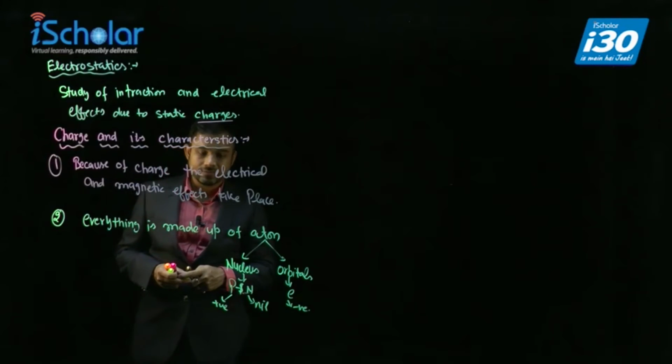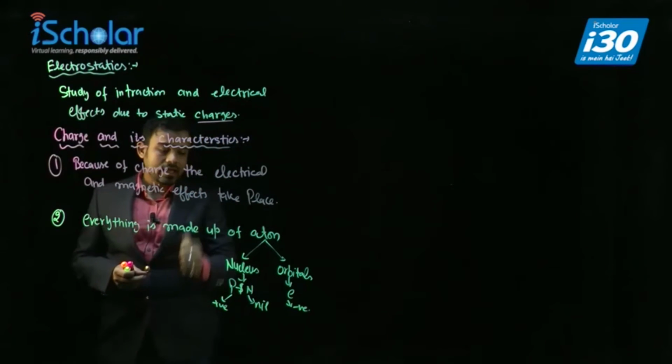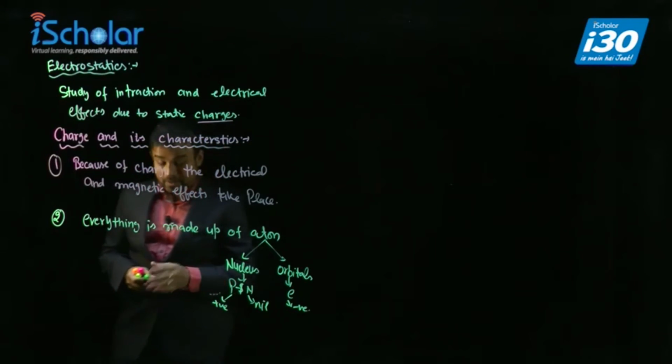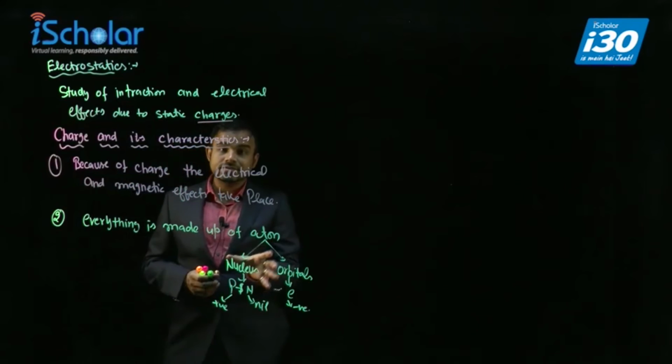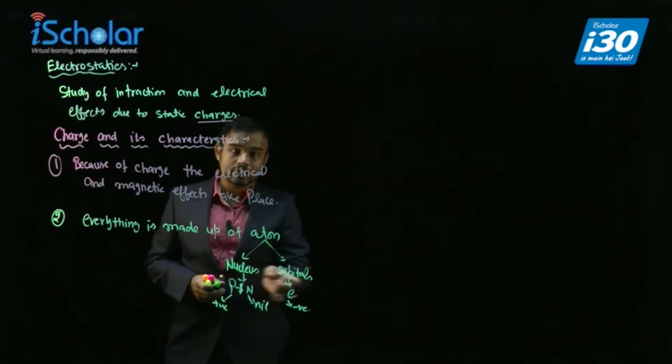Everything is made up of atoms, that we know very clearly. So everything basically possesses charge. But we know that an atom as a whole is neutral because the number of protons is equal to the number of electrons.